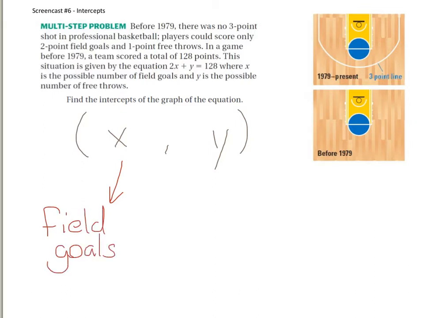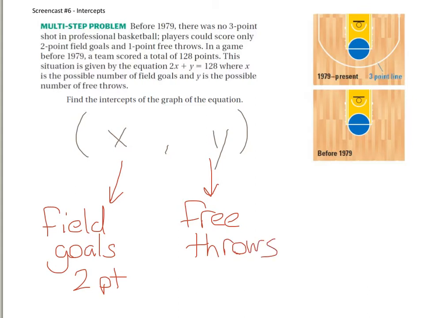And as we know from basketball, and as we know from just reading right here, field goals are 2 points. So let's just label that just in case. 2-point field goals right there. And then what about y? What does y represent? Well, it says right here, y is the possible number of free throws. So y are the free throws. Those are the number of free throws. And of course, a free throw, according to basketball, and according to right here, is worth only 1 point, just like it is today. All right, so that's good.